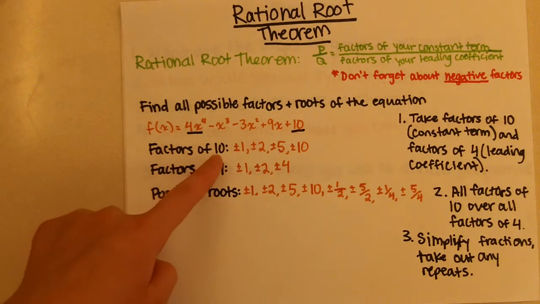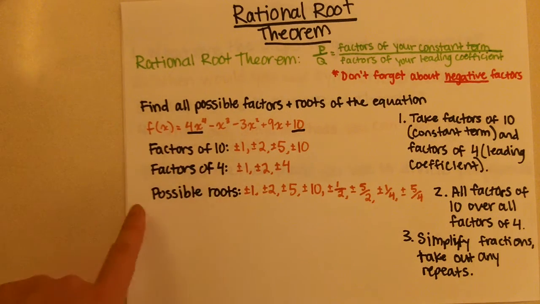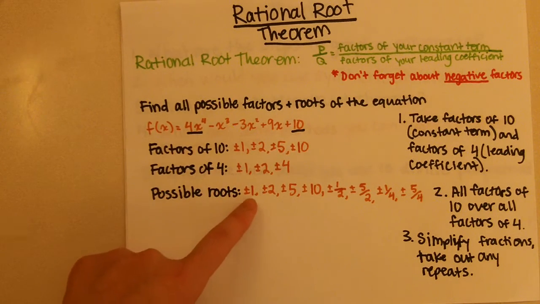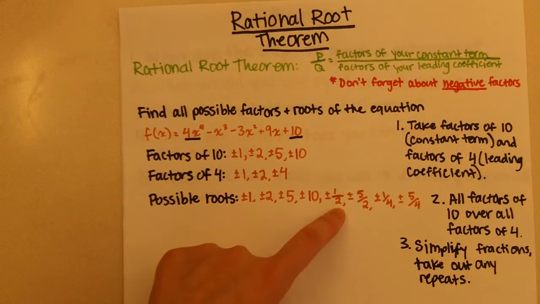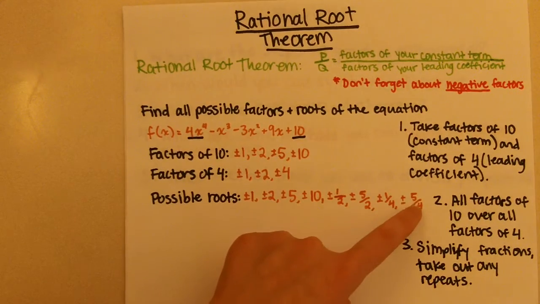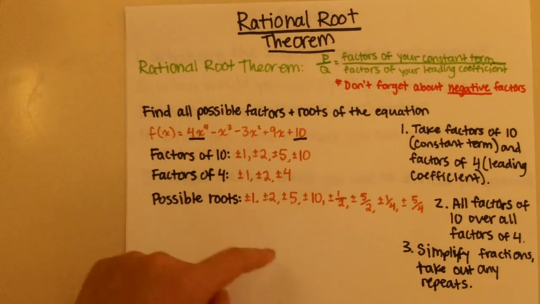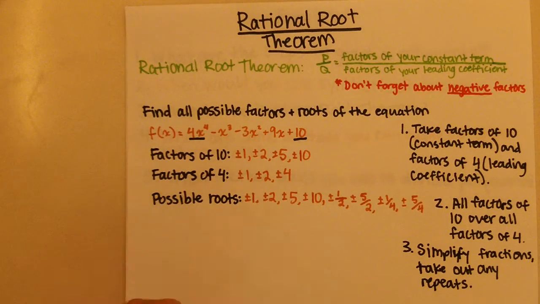And for each of the factors of 10, we divide by each factor of 4, and we are left with plus or minus 1, plus or minus 2, plus or minus 5, plus or minus 10, plus or minus 1/2, plus or minus 5/2, plus or minus 1/4, and plus or minus 5/4. Simplify the fractions and take out any repeats if you have them.